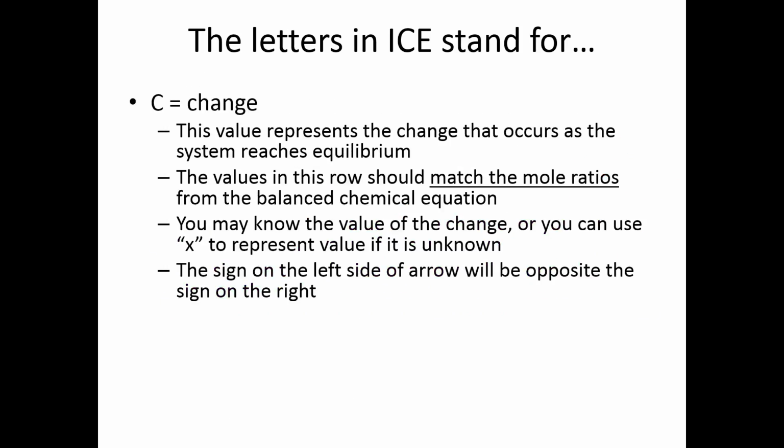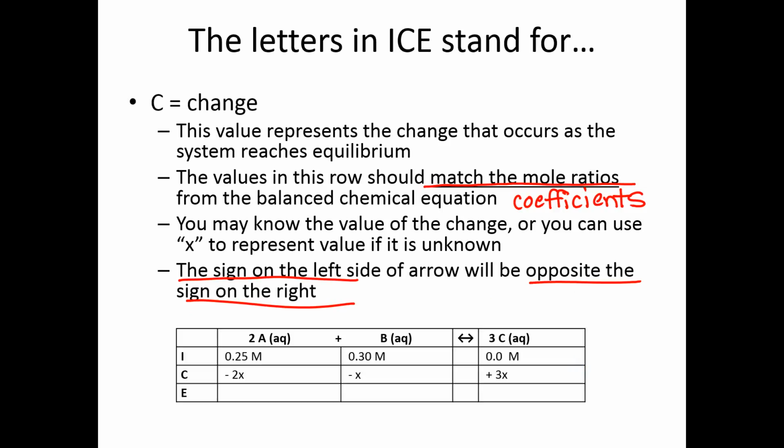C stands for change. The key thing about the change row is the values in this row should match the mole ratios from the balanced chemical equation. Remember, we find the mole ratios by looking at the coefficients. And we might know the value of the change, or we might use x to represent it if it's unknown. Another really important thing about change: the sign on the left side of the arrow will be opposite the sign on the right. So let's look at an example of that.